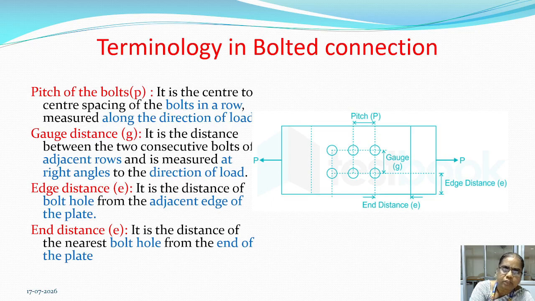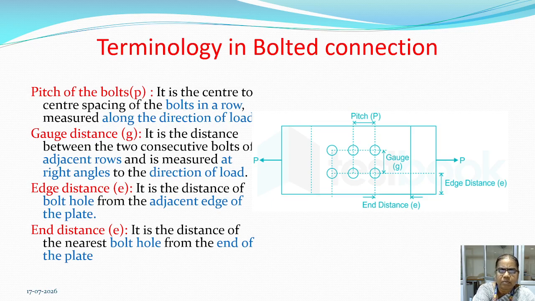Some terminologies used in bolted connections for steel structures. This diagram shows two rows of bolts used in a bolted connection. What are the terminologies used? Pitch, gauge, end distance and edge distance.